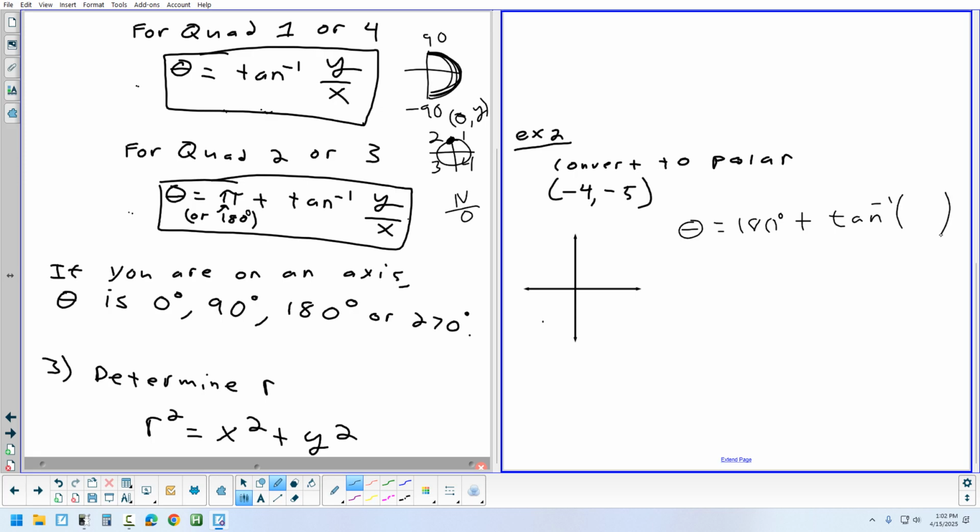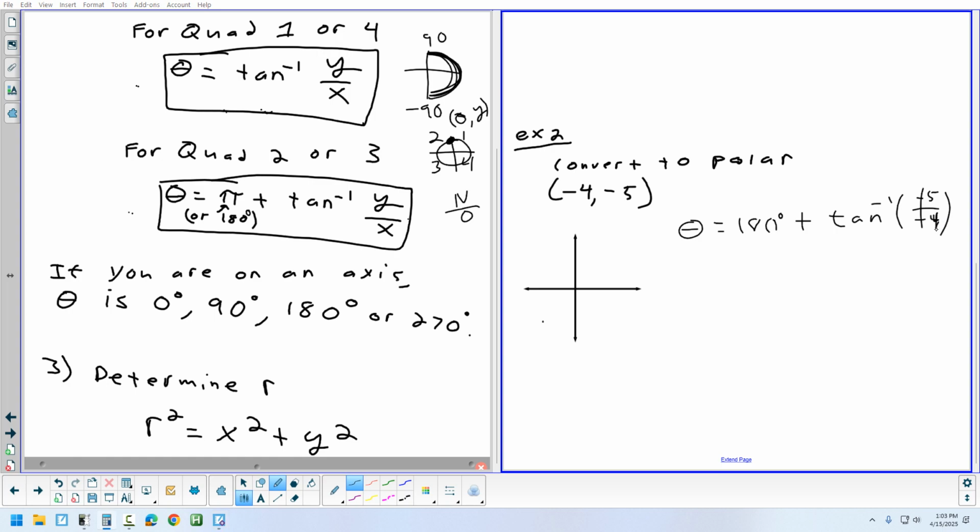Now, y and x are different this time, so if you switch the order, it will be wrong. What number goes in the top? -5. And the bottom? -4. Yep. If you want to cancel the negatives, you can, because it's a negative divided by a negative. Is it always y over x? Yes.